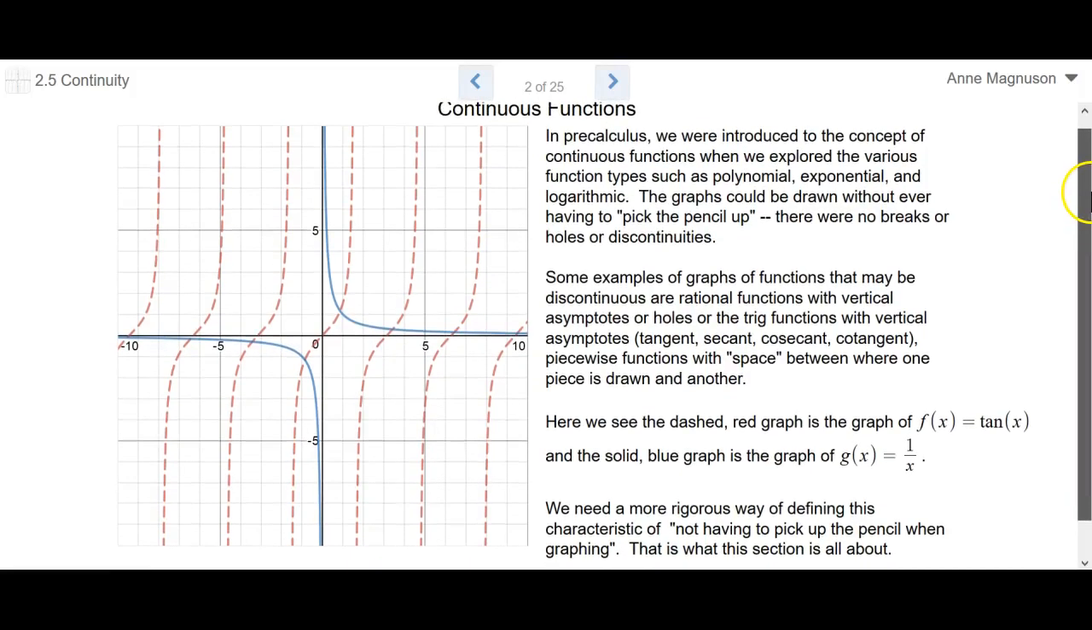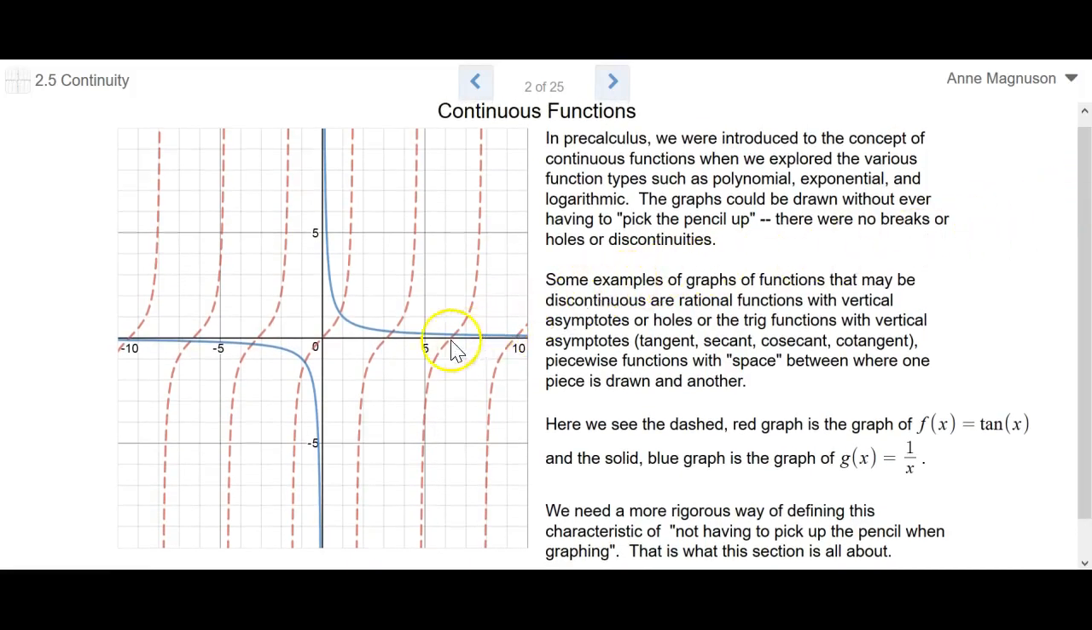So you'll recall from pre-calculus, when you looked at different types of functions, such as rational functions or certain trig functions, that graphs were not continuous. You talked about continuity in the sense of graphs, and it was kind of defined as, well, if you have to pick the pencil up off the paper when you're graphing, it's not continuous.